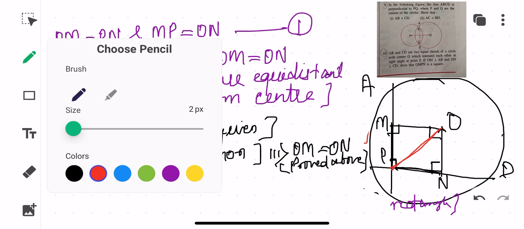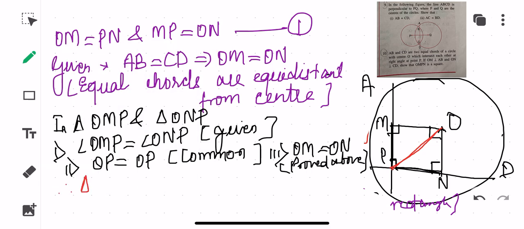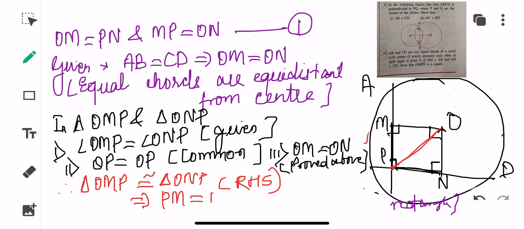Okay, so now write down, therefore triangle OMP is congruent to triangle ONP. By which congruency, children? Clearly by RHS. Okay, so now if these two triangles are congruent, then it is evident that PM will be equal to PN. So this implies PM will be equal to PN. This is by CPCT. Okay, so this you will be taking as equation number 2.